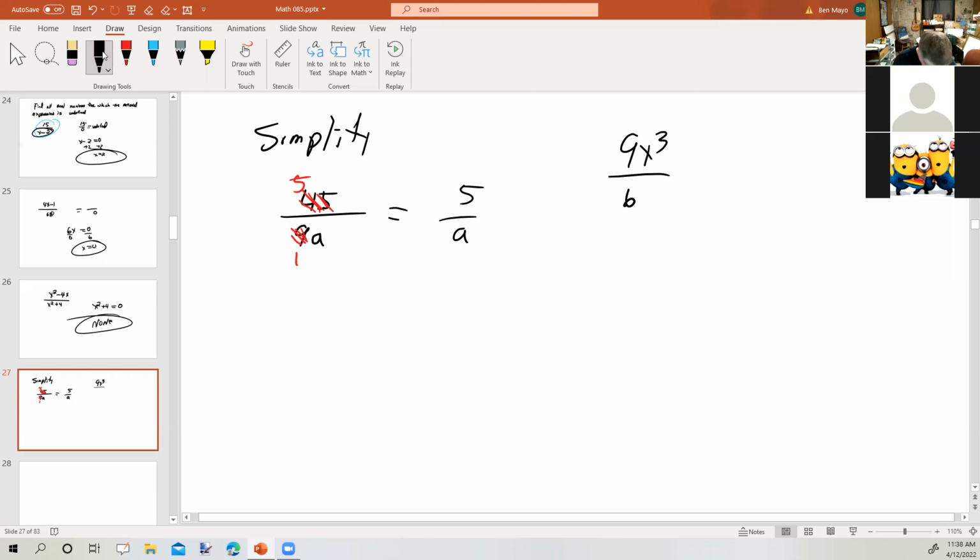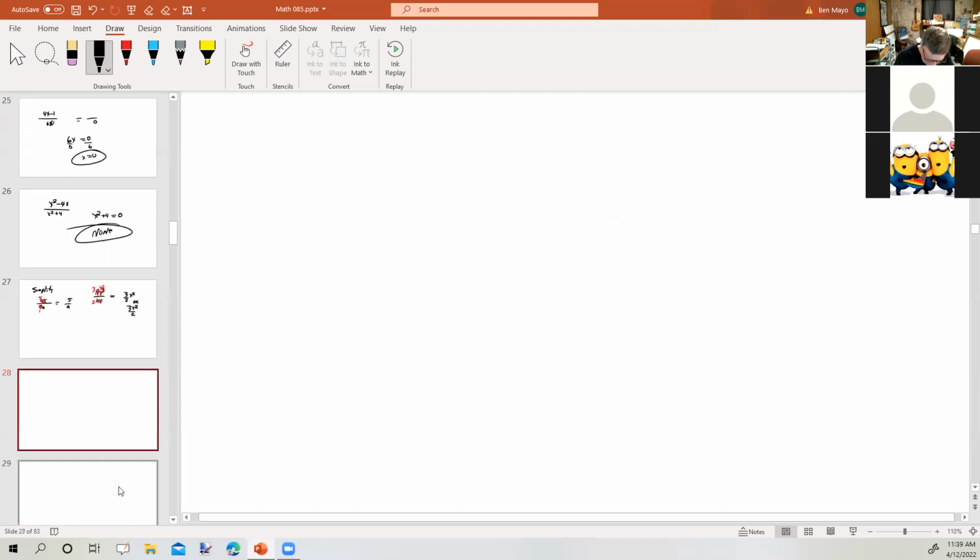How about this one? 9x cubed over 6x. So we could reduce the 9 over 6 to 3 over 2, dividing the top and the bottom by 3. X cubed over x would be x squared. So we get 3/2 x squared, or 3x squared over 2, either way. You okay with that? I'll take that as a yes.